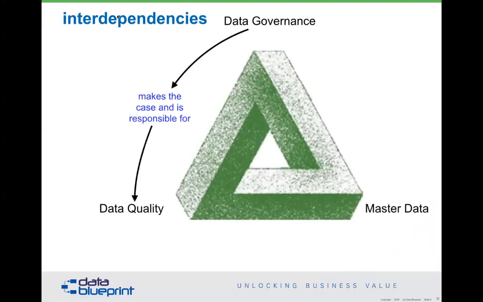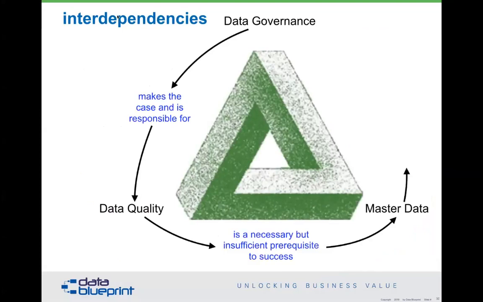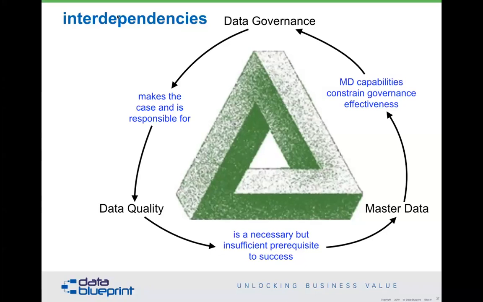Data governance is what makes the case and is responsible for making sure that quality is implemented. Quality is a necessary but insufficient prerequisite. And of course, the MDM capabilities constrain the governance effectiveness all the way around. This interdependency is not something that most people are familiar with. So again, we've helped a lot of organizations out of problems where they've put in a master data management solution, but they haven't figured out the rest of this stuff yet, and they're wondering why things aren't getting better.